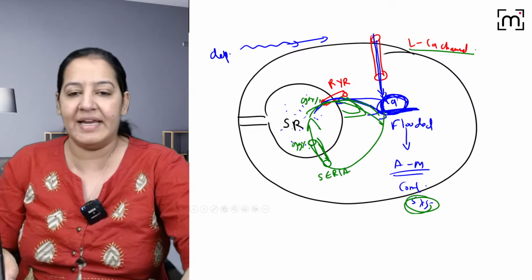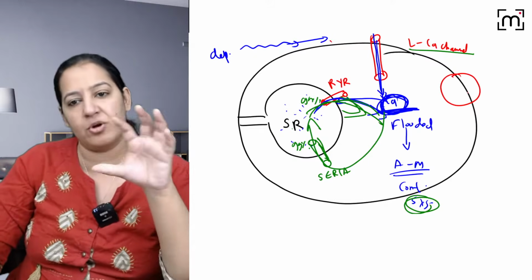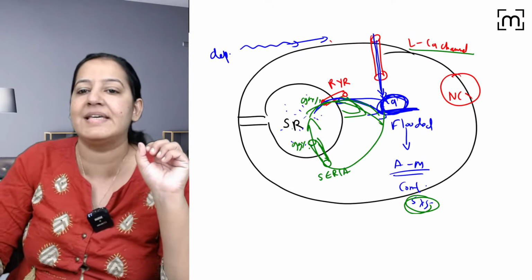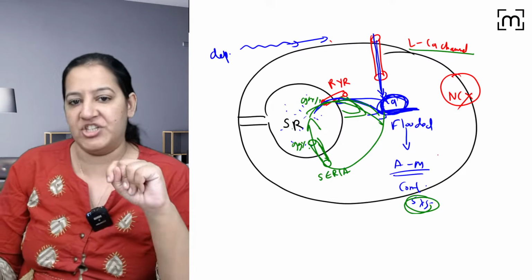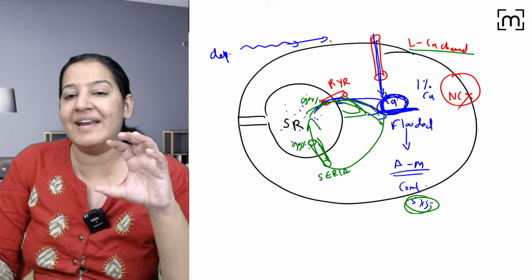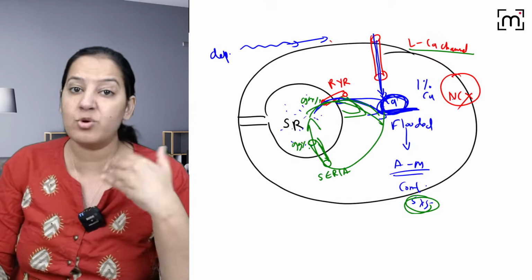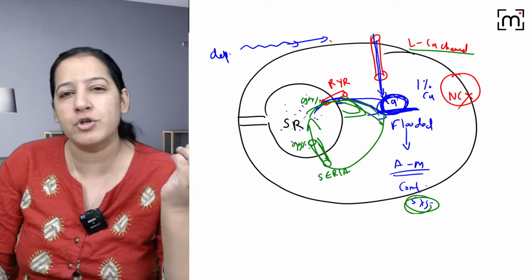उसको बाहर निकालने के लिए this 1% wants to go outside. So there is another transporter present on the surface of the cell, which is known as NCX, sodium calcium exchanger. This 1% calcium will go to that transporter and request, can you please take me out? My job is done. My job was to do the systole. I have done the systole. I want to go outside.